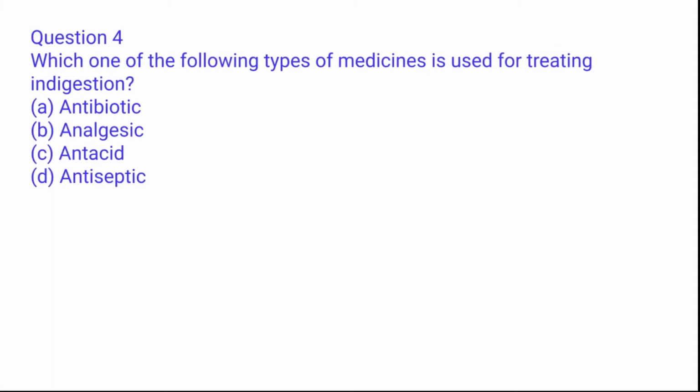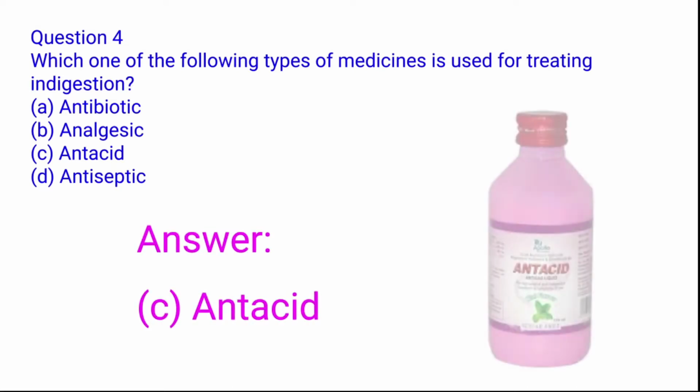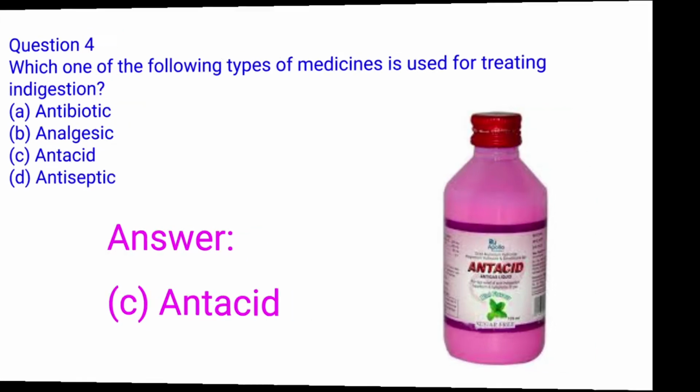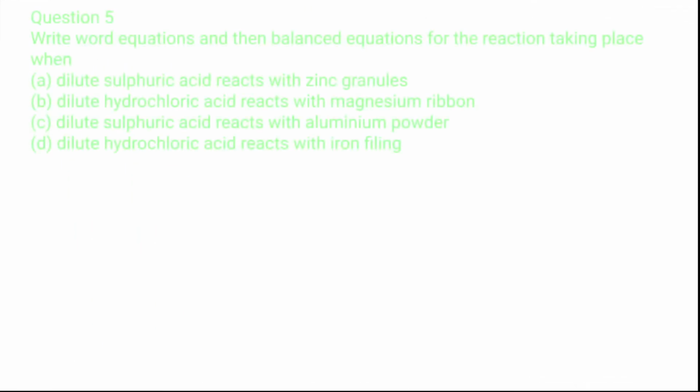Question number 4. Which of the following types of medicines is used for treating indigestion? Indigestion means the people who are suffering from digestion problems and gastric problems. So the options are antibiotic, analgesic, antacid or antiseptic. And the answer is antacid. Antacid is the substance which is used for indigestion. Next question. Question number 5.